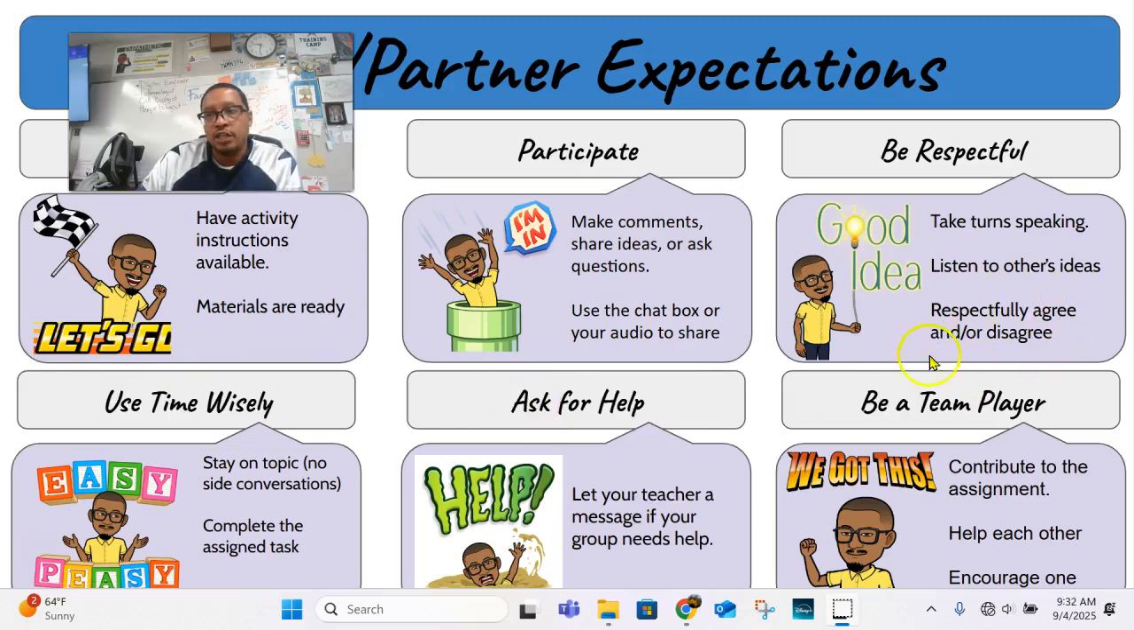Also, it is okay to disagree, but respectfully. Respectfully agree with people and respectfully disagree with people. If you think their idea is not smart, don't say, your idea is not smart. You could suggest, well, I hear where you're coming from, and this is why I think maybe we should do something different. That way you can make good suggestions. You want to contribute to the assignment and help each other out. So this is what being good in a team or partner is.